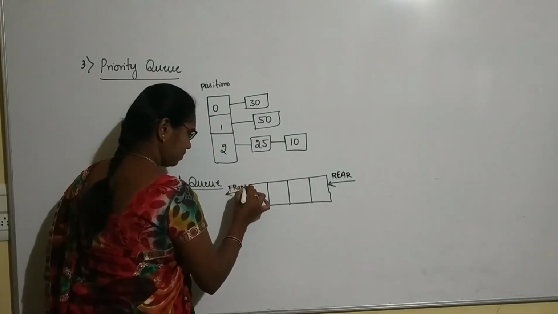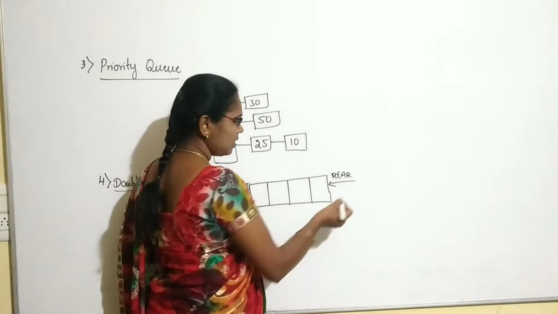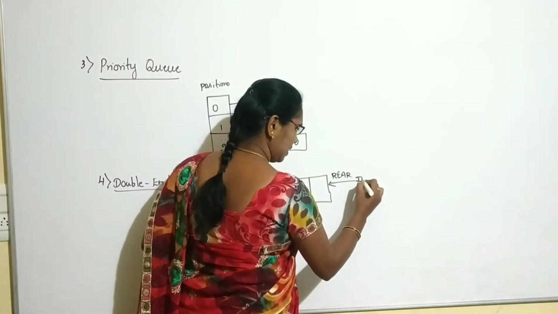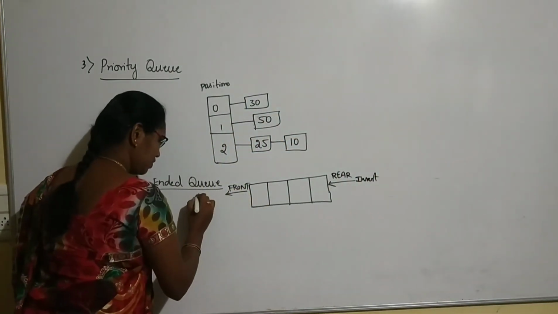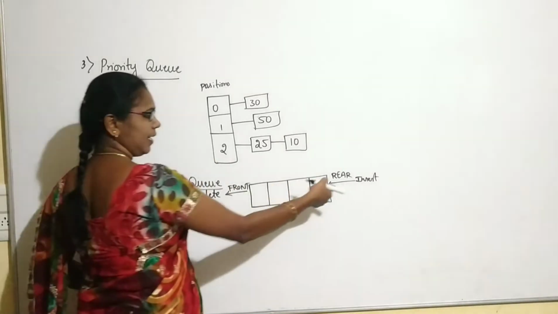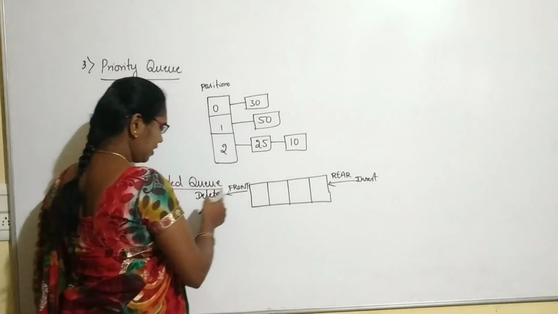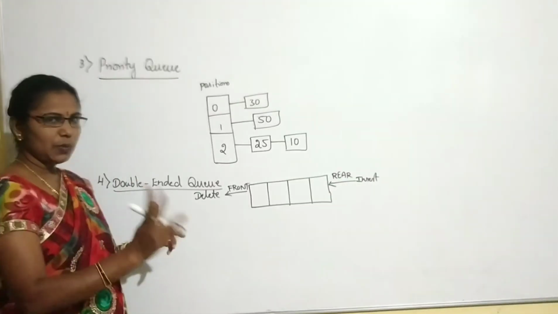In a simple queue or general queue, the rear end is used to insert elements into the queue. The front end is used to remove elements from the queue. Rear end is used to insert elements, front end is used to delete elements. A queue has two ends, right?